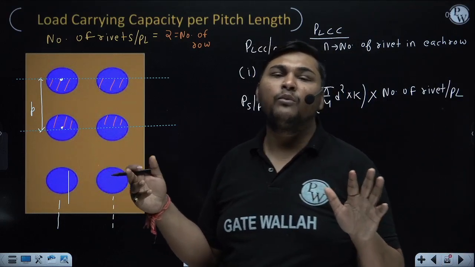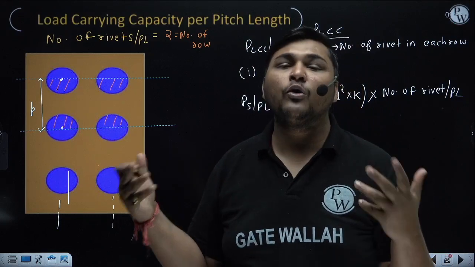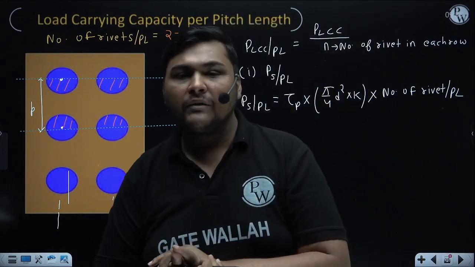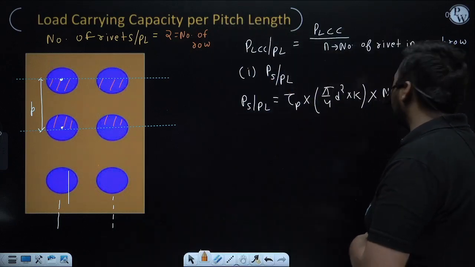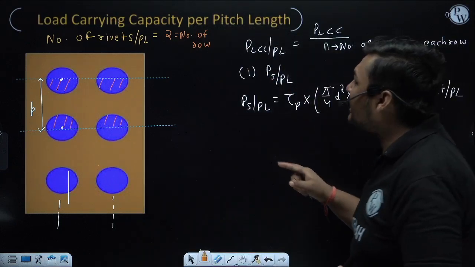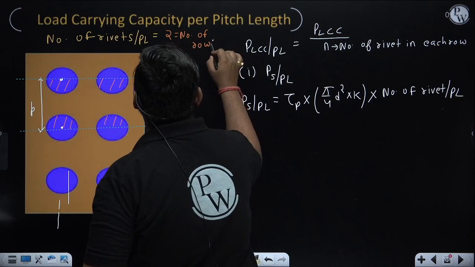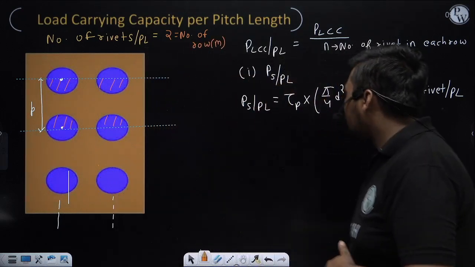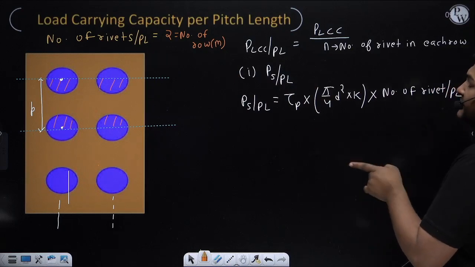A 5 row riveted joint can also come, and a single row riveted joint can also come. So it is the number of rivets per pitch length, and generally it will be equal to the number of rows. I am denoting the number of rows with the letter small m. So this is the shearing load carrying capacity per pitch length.